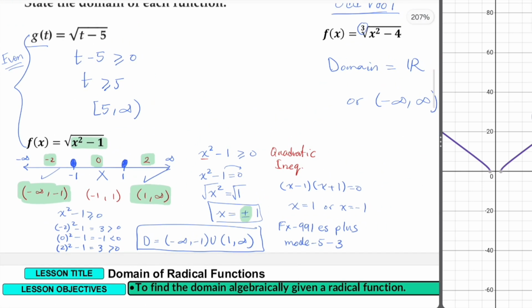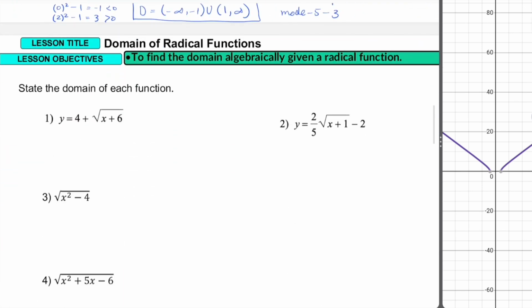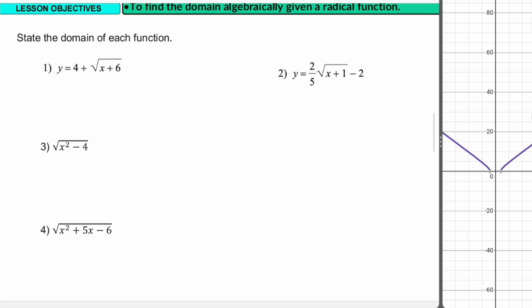So now you need to practice. If you pause the video and try to solve these 4 questions, then you can check your answers afterwards. Okay, I'm going to solve now. You should have already paused and tried on your own.